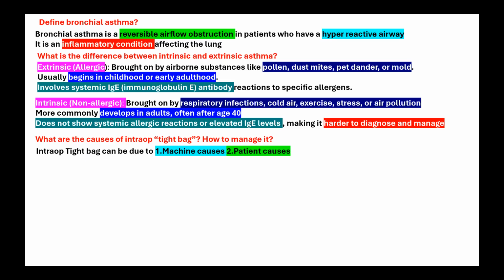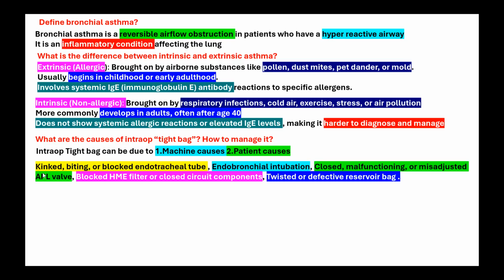Kinked or blocked endotracheal tube, sir. Kinked or blocked endotracheal tube. Very good. Breathing circuit blockage, sir. High flow rate itself sometimes can cause it. Supposing you are keeping 10 liters oxygen for pre-oxygenation and you have not reduced it, or accidentally the oxygen flush valve is operated and it is stuck in a position and more oxygen is coming. Or there is a kink in the circuit or the reservoir bag. All these things can produce tight bag.